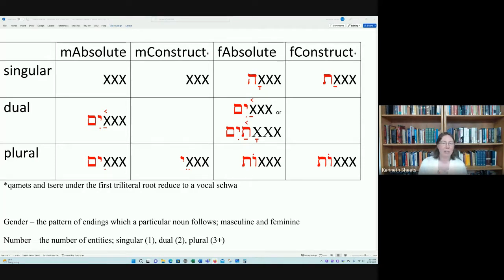We have, for the past couple of sessions, been taking a look at Hebrew prepositions, and now we're going to make a transition into talking about Hebrew adjectives. So, before going into Hebrew adjectives, I do want to review a little bit about the Hebrew nouns.